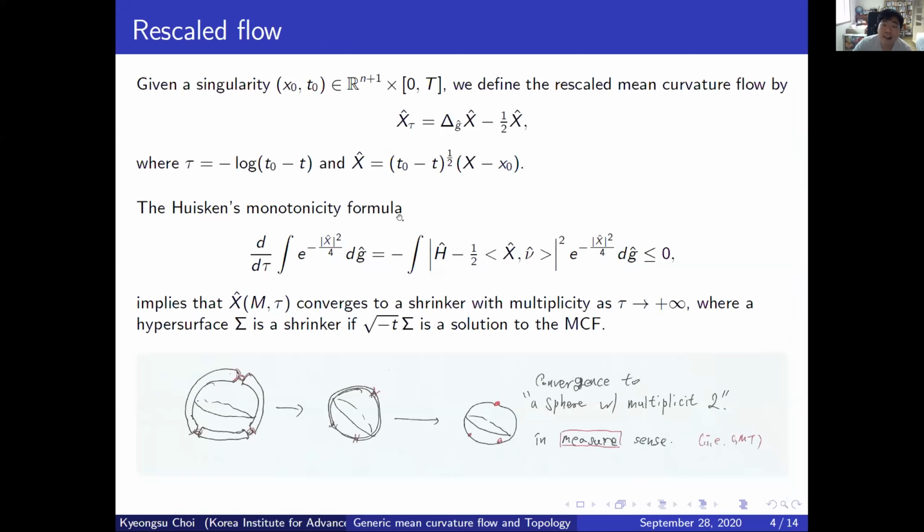Say that (x_0, t_0) is a singularity, and then we may consider a rescaled mean curvature flow, which satisfies this equation, and it can be defined in this way. And then if we consider this rescaled mean curvature flow at this singularity, then we have this kind of monotonicity formula. Yeah, it is just Huisken's monotonicity of the parabolic equation.